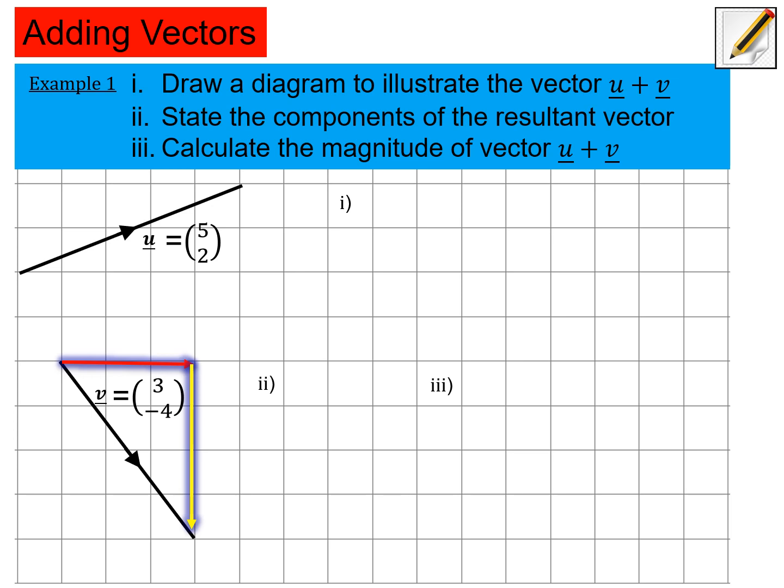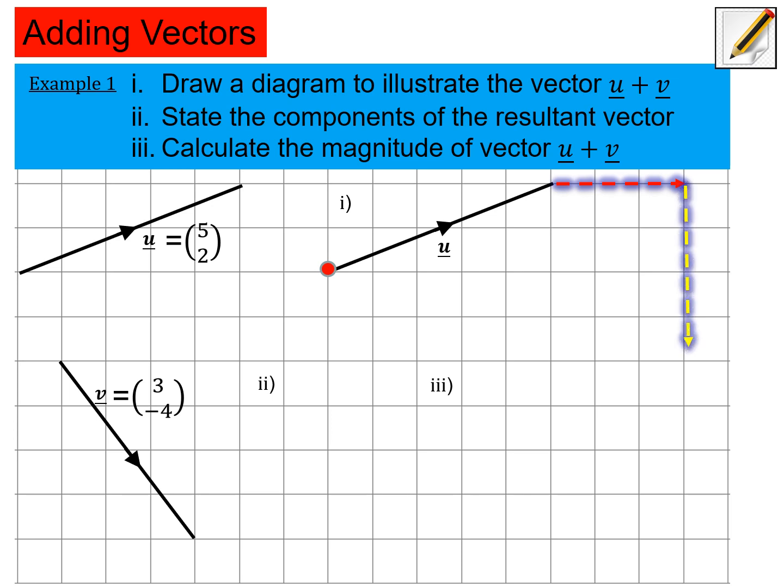For part 1, in order to draw the diagram of the vector u plus v, we need to choose a starting point, and from that point we're going to draw vector u. So that's, we go 5 across and 2 up, draw the vector in and label it with the arrow pointing in the right direction. From the end of vector u, we're now going to draw vector v. So we're going to go 3 across and 4 down and draw in vector v again, making sure that we label and put the arrow in the right direction. And that will give us our finish point.